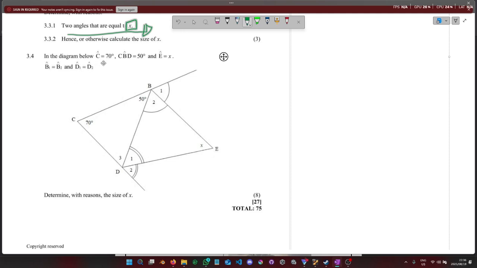In the diagram below, angle C is 70 degrees, CBD is equal to 50 degrees, angle E is x, B1 and B2 are equal to each other, and D1 and D2 are equal to each other. Determine, giving reasons, the size of x. Where's x? Yeah, x. This is the one they want, right?